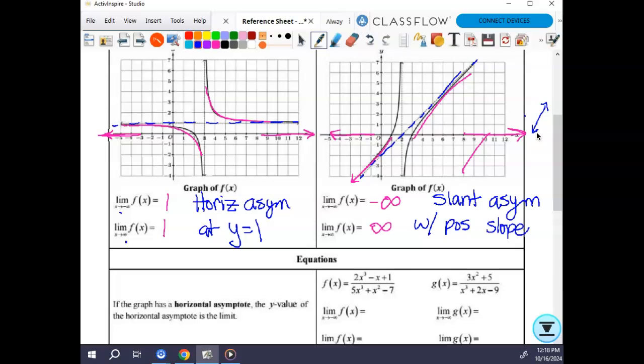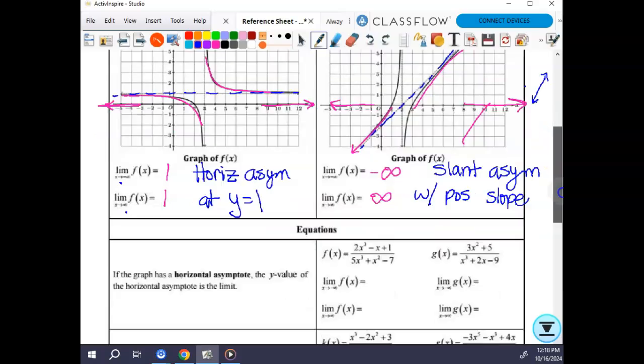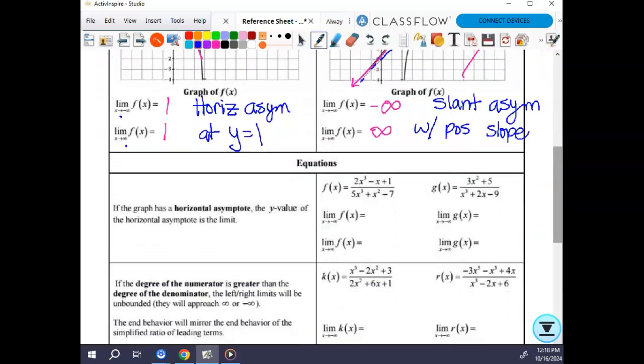So for a horizontal asymptote, the left and right sides are exactly the same all the time. If it is a slant asymptote, they are opposite because it's a line. It's going to have to be opposite. You just have to figure out which way the opposite is. Okay? We okay with that? Questions? Yes?